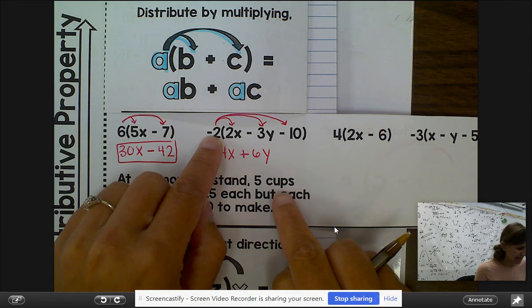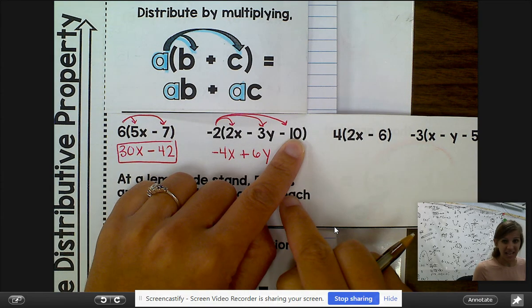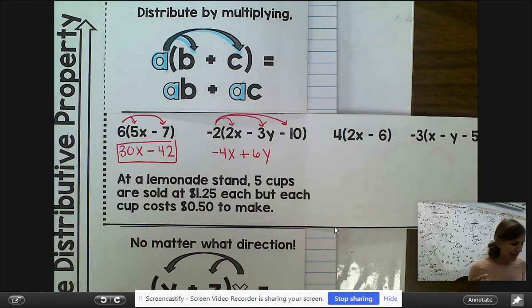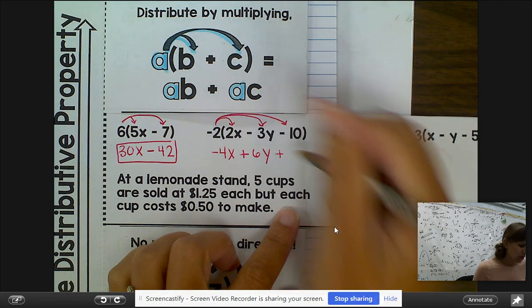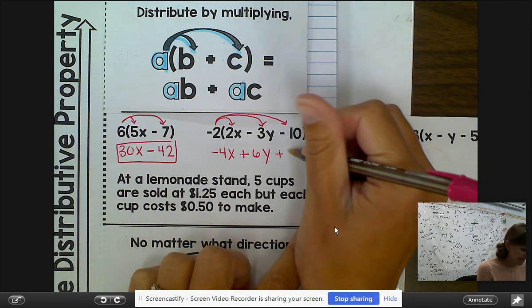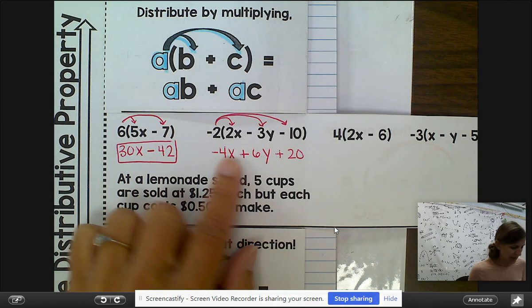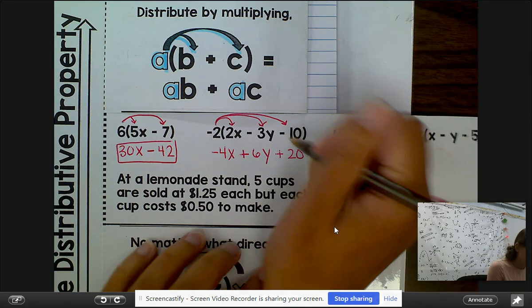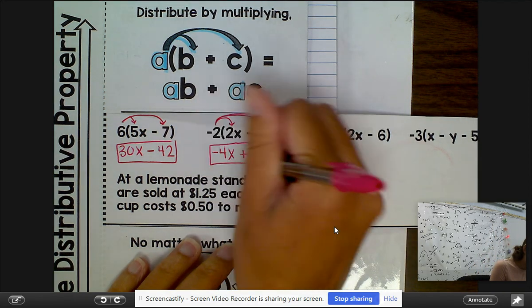And then lastly, the -2 times a -10, because I always just take the sign with it. Negative times a negative is a positive. 2 times 10 is 20. And when I look through all of my terms here, none of them are alike. We have an x, a y, and then a no letter. So we can't combine any.